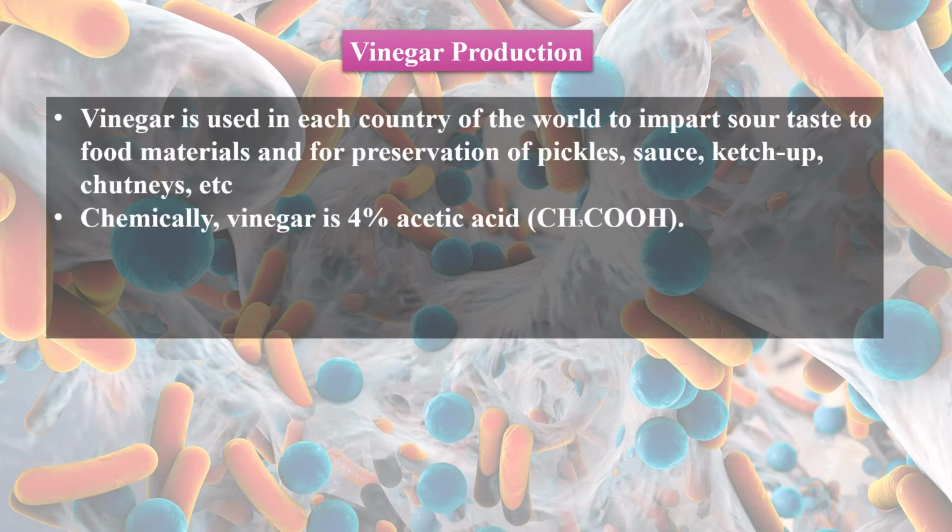Okay, let's move on to another product, that is vinegar production. Now what exactly happens in vinegar production? Vinegar मतलब जो सिरका हम लोग यूज करते हैं. Vinegar is used in each country of the world to impart sour taste to food materials and for preservation of pickles, sauce, ketchup, chutneys, etc. Chemically, vinegar is 4% acetic acid.